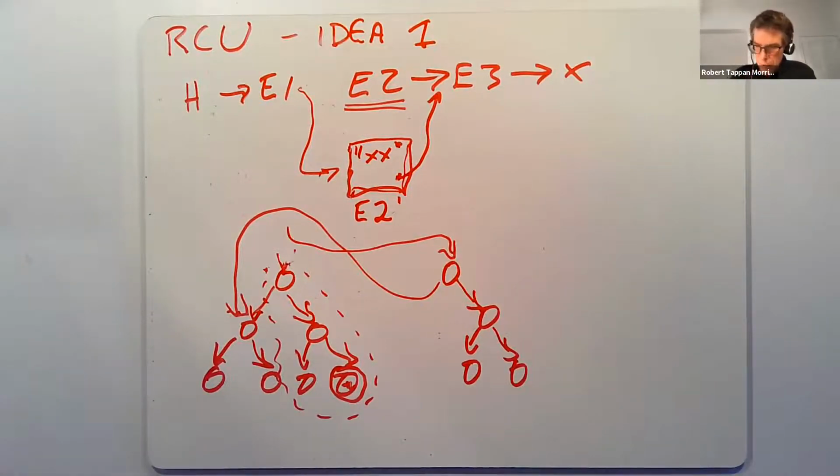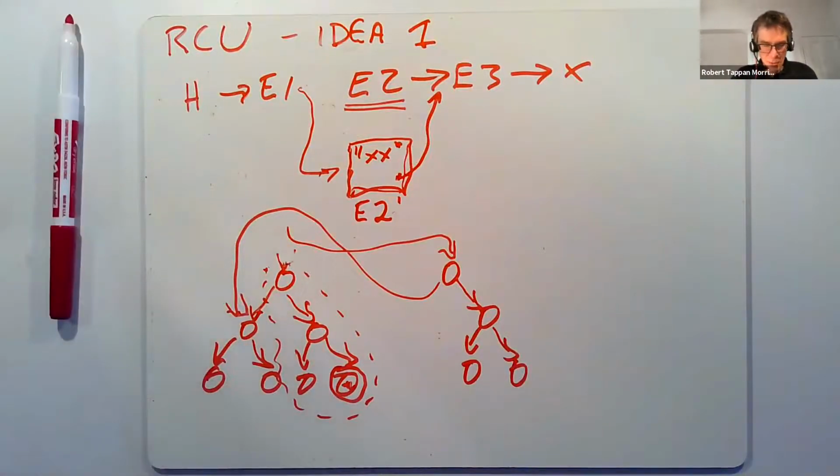But for other data structures that don't look like lists or trees, it's not so easy to use RCU. Okay, so that's the first idea. Any last questions?